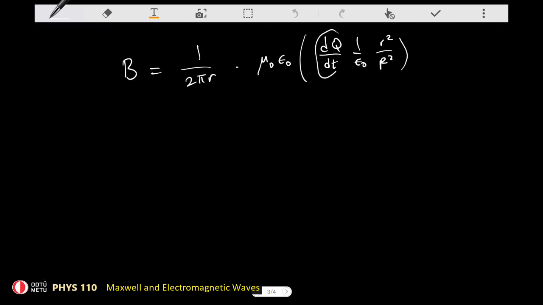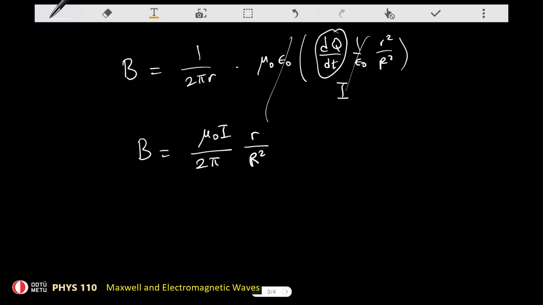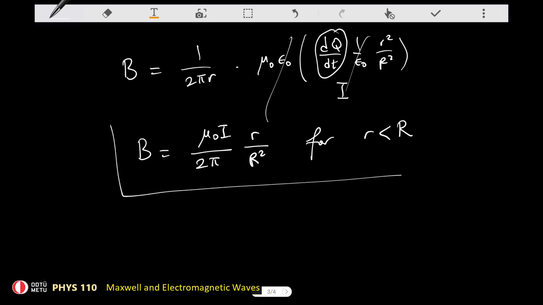So what happens is that this is basically the current. Epsilon 0 goes away, and so therefore the magnetic field is equal to mu 0 divided by 2 pi, little r divided by R squared, and let's not forget the current. So that's the situation when the radial distance of the point from the axis is less than the radius of the plates. Okay, so that's for this situation.